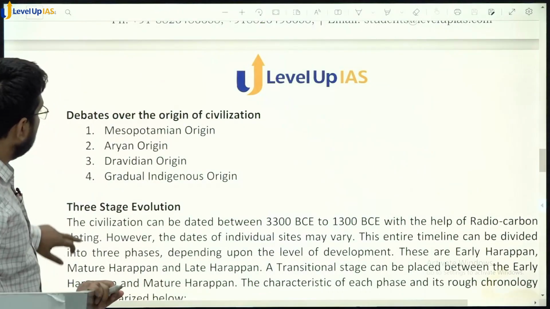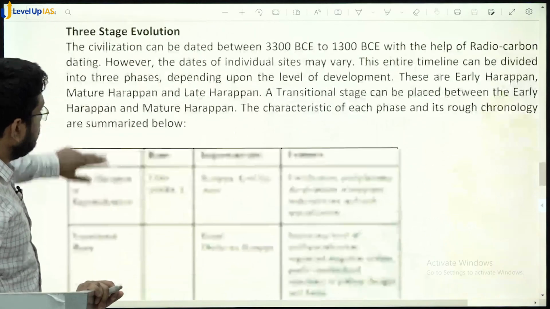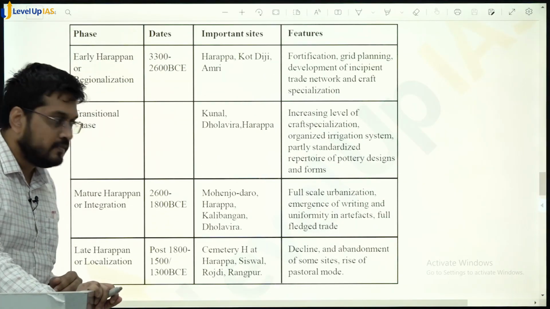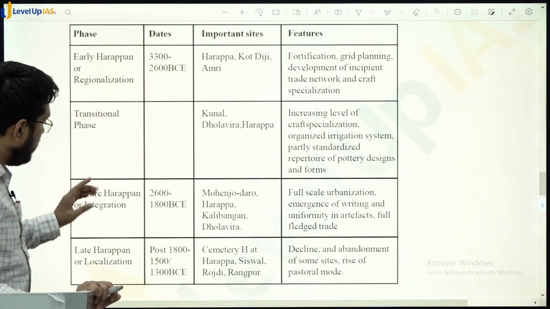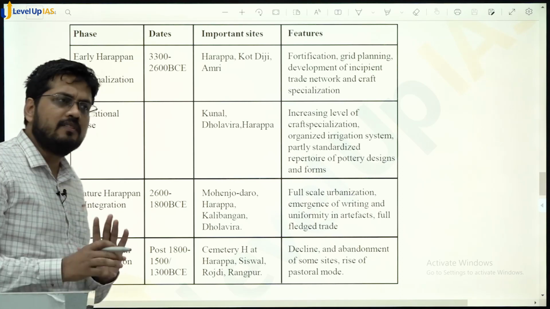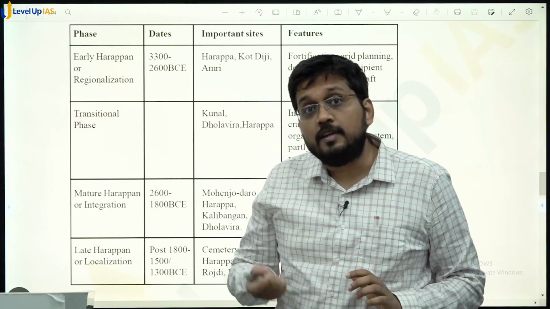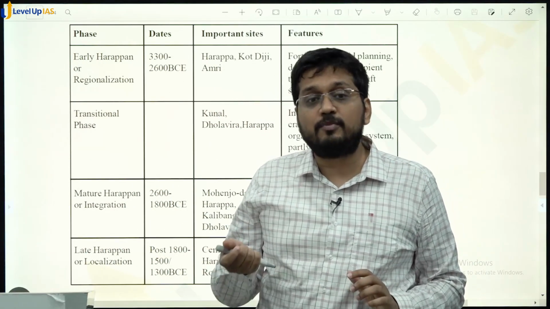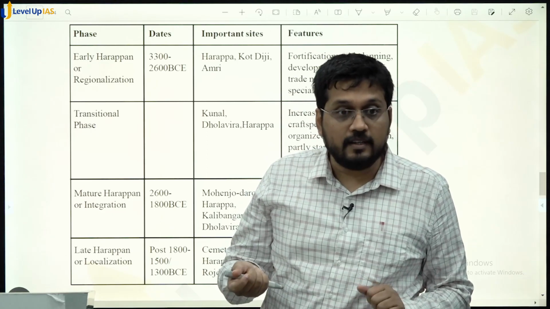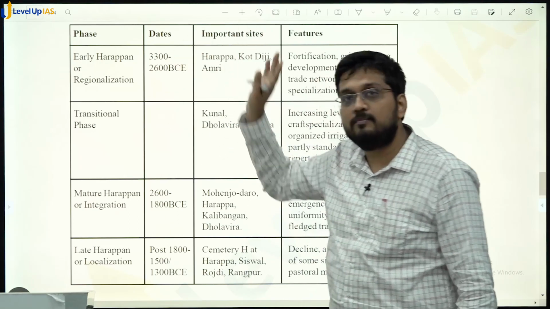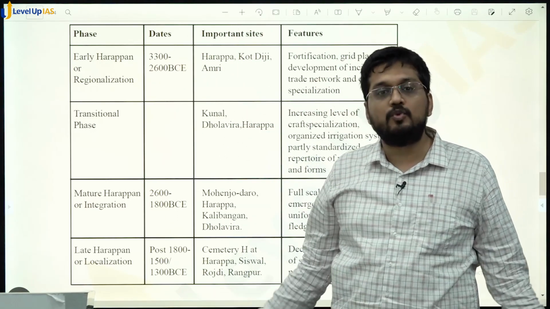I have a table over here where you can see the phases. We have the early Harappan phase, then some transition, the mature Harappan phase, and decline. Now these are terms that we accept ready-made today. But when the sudden Mesopotamian origin theory was propounded by the British in the 1950s, at that time we had not found the early Harappan phase. It was not known to us.